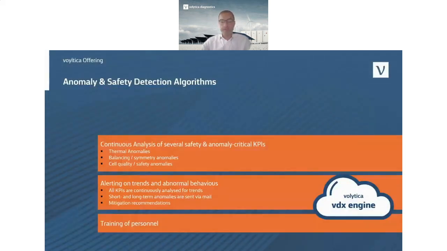So what do we do? And then I'm done for the moment and happy to answer more questions. It is continuous anomaly detection for critical anomaly KPIs: thermal anomalies we continuously analyze, balancing and symmetry anomalies that can lead to availability issues, and cell quality and safety anomalies. These outputs, just based on very thin data, we continuously alert on. We have a trend alerting algorithm on top that sends out emails and notifications and makes recommendations for the mitigation of these problems. And of course, we also do awareness training for the personnel out there.